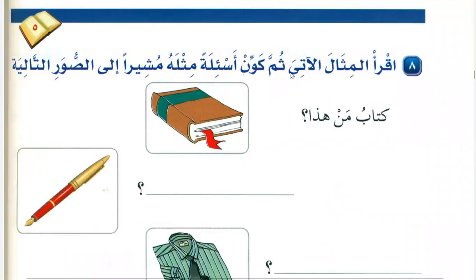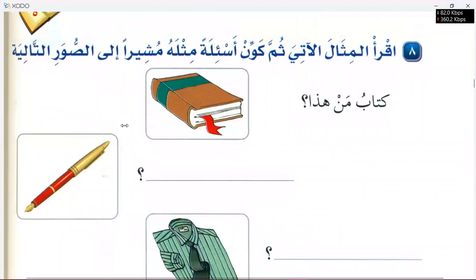Iqra al-amthila at-taliya. Read the following examples, then make questions like it, pointing towards the following pictures. So you need to make a question for the pictures which are below. Kitabu man hadha? Whose book is this? Here you see mudaf ilayhi is mabni, so we are not using any kasra with it.